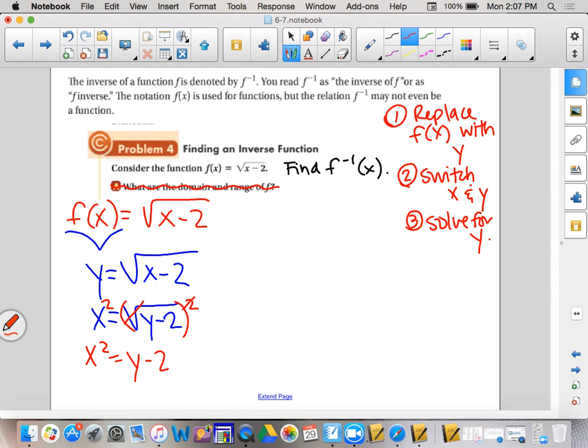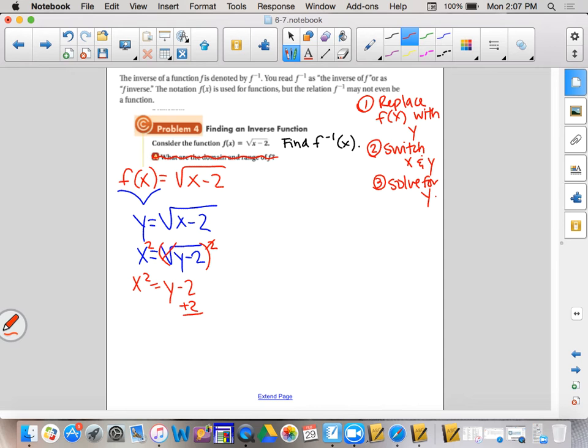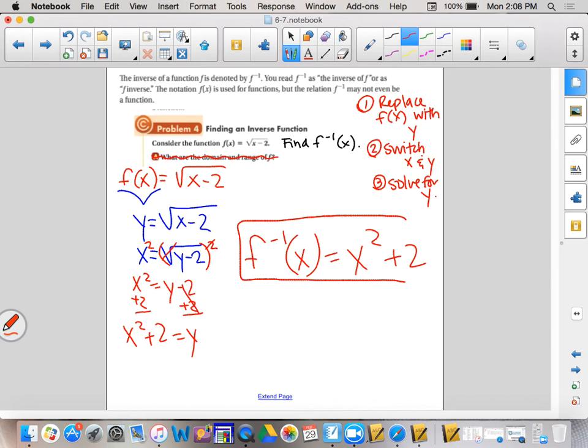Am I done? No, what do I do next? Move the 2 over. So I've got x squared plus 2 equals y. Now, this is the right answer, but it's not written correctly. Because I'm looking for the inverse of x, when I rewrite it, I need to rewrite it as the inverse of the function, okay? So it's going to be written like this. I can't just say y equals. It has to be f raised to the negative 1 of x.